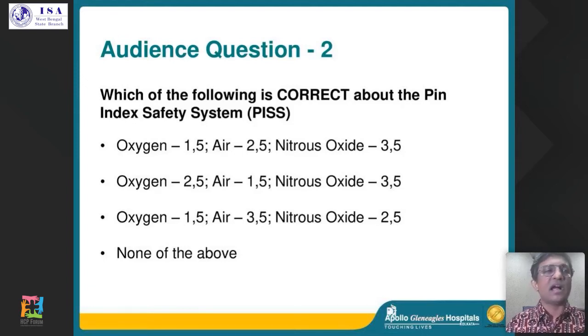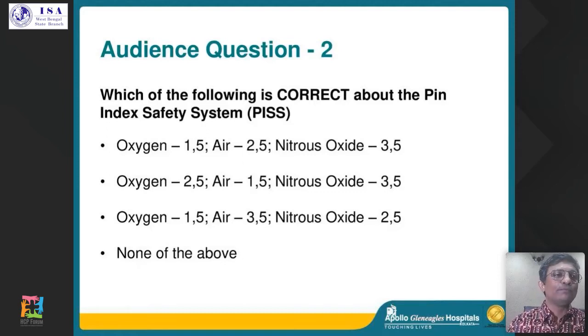Or do you think none of these are correct? Which do you think is correct? So just vote on it. I know it is very, very simple. And I have a problem with numbers, which is why I always find it difficult to remember. So which is why this question is here.